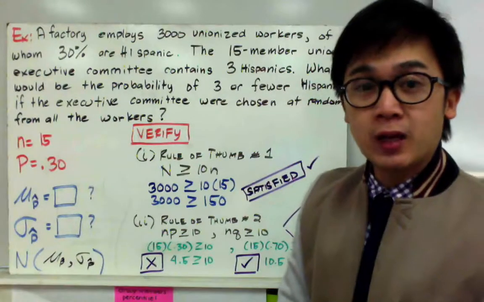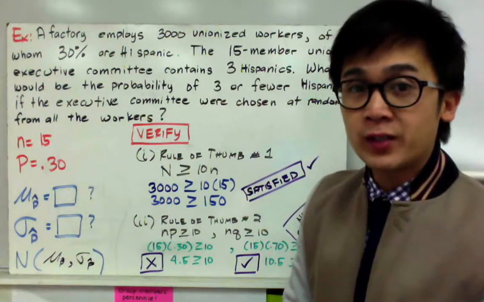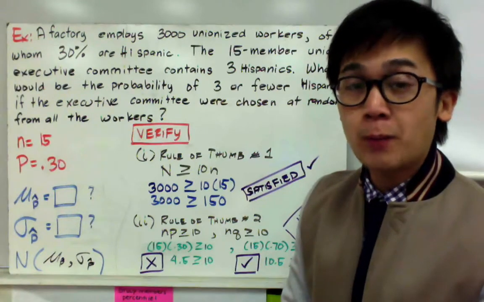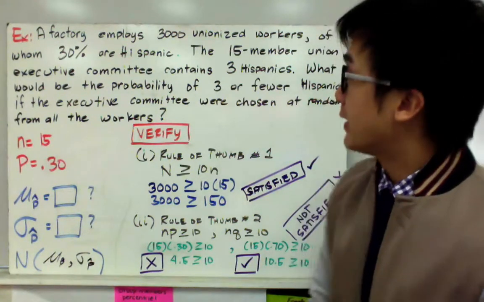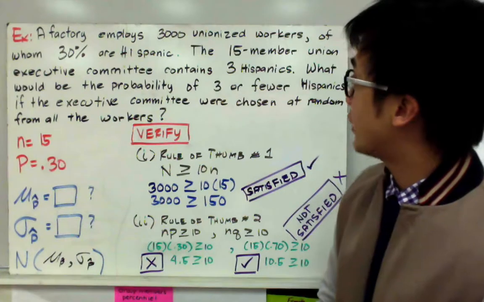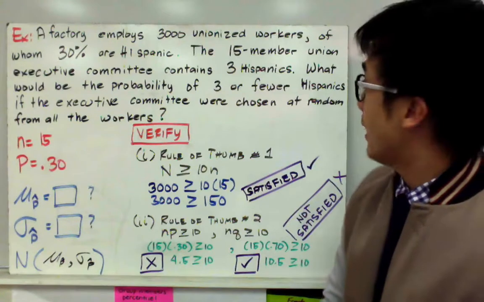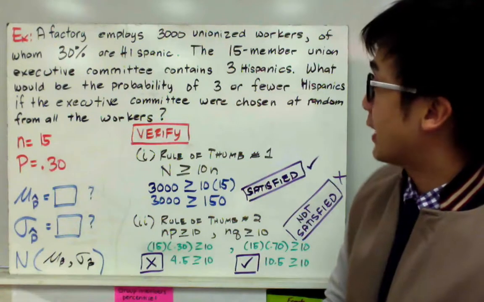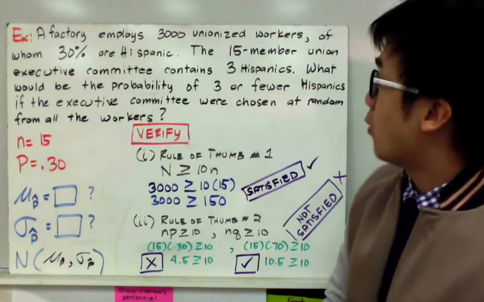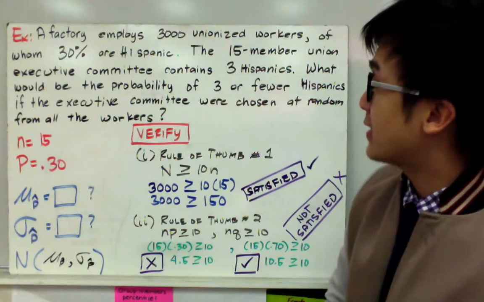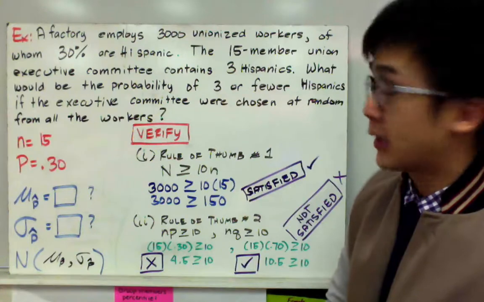Here's an example of a word problem or inferential problem in statistics wherein the population proportion is given. A factory employs 3,000 unionized workers, of whom 30% are Hispanic. The 15-member union executive committee contains 3 Hispanics. What would be the probability of 3 or fewer Hispanics if the executive committee were chosen at random from all the workers?